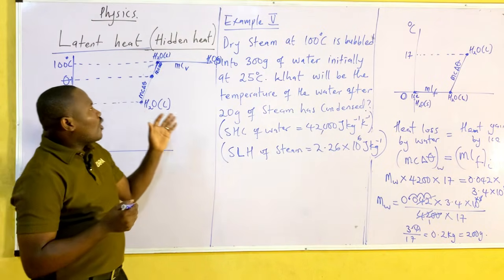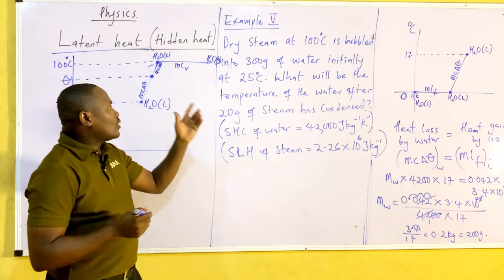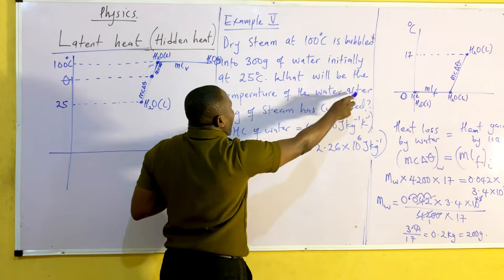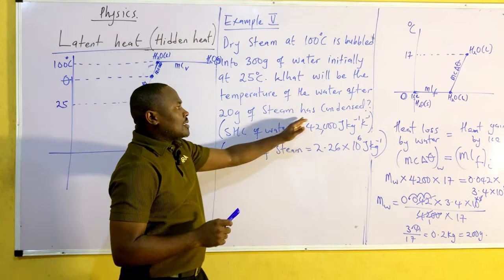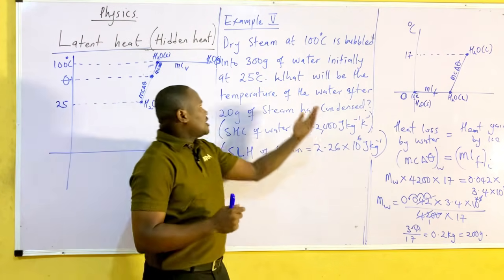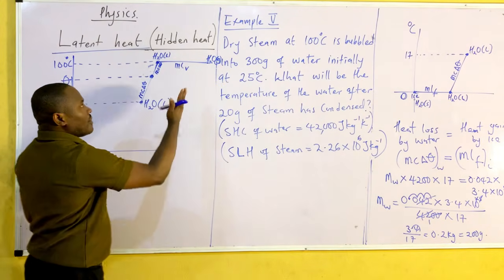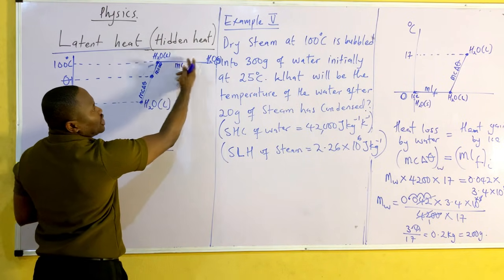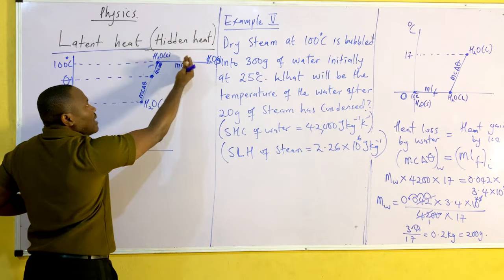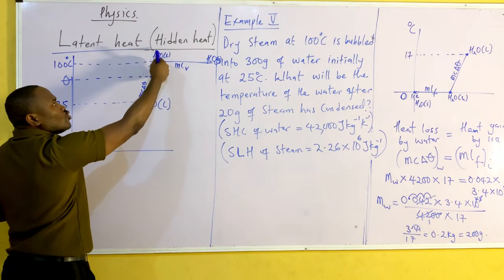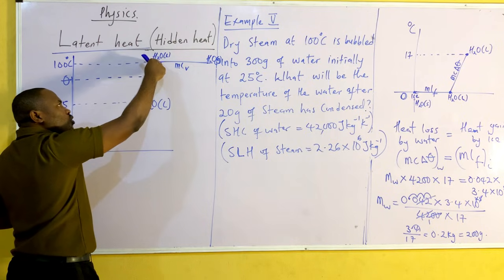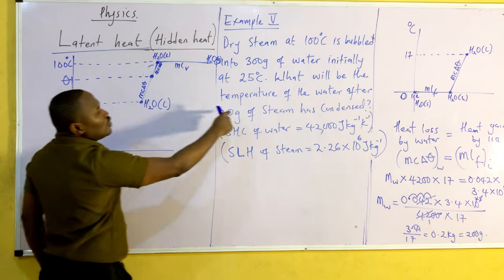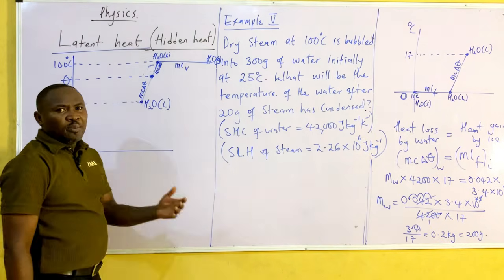The heat loss of the steam is equal to the heat gain of the water. Now, we were not told what would be the temperature of the water after 20 grams of steam has condensed. What is condensation? Steam changing to water. Sorry, all through this point is water changing to steam. Now, steam is coming back to water. So as it's coming back to water, we want to know at what temperature this steam will finally become water when you have 20 grams of steam being condensed.